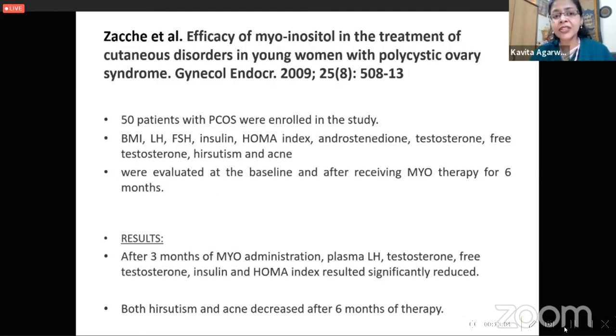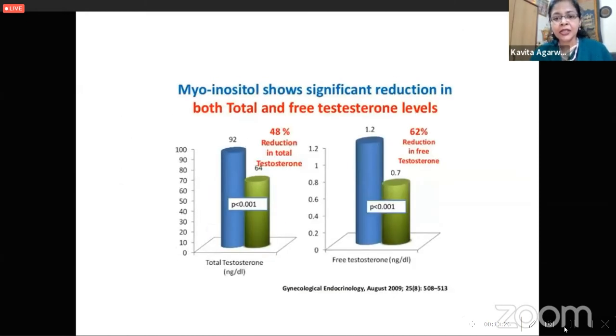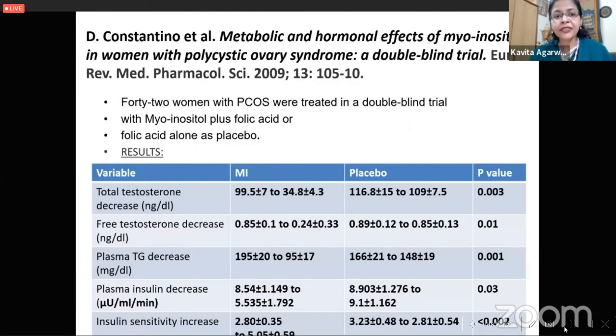If we date back to 2009, when a study was done, they found that use of MI for 3 months significantly reduced plasma LH, testosterone, free testosterone, insulin, and HOMA index. Also, both hirsutism and acne decreased after 6 months of therapy. So if you see, there's a reduction in total testosterone, reduction in free testosterone.